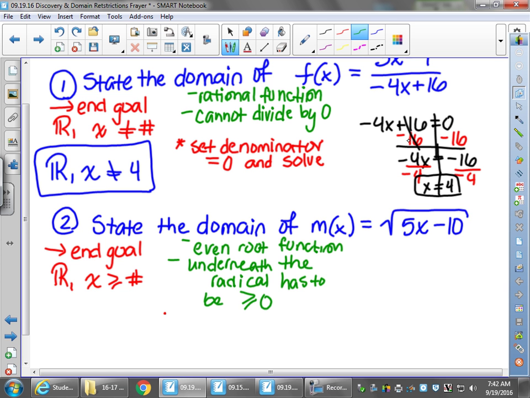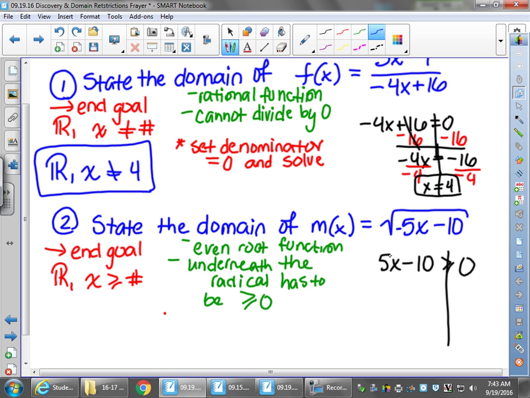So just like we set this equal to 0 to figure out what we couldn't have, we're going to take what's underneath the radical, 5x minus 10. If this has to be greater than or equal to 0, guess what I'm going to write right here? Not equal to 0, greater than or equal to 0. And we can solve this. So now we're going to bring back our inequality knowledge from 9th grade. How do I solve?